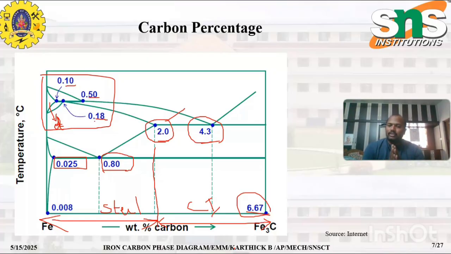If you add carbon from 0.008% up to 2%, it is known as steel. If you add from 2.1% to 6.67%, it is cast iron. But practically we cannot go up to 6.67; we finish it up to 6 itself. Before 0.008% we cannot add carbon, so that is the purest form of iron.